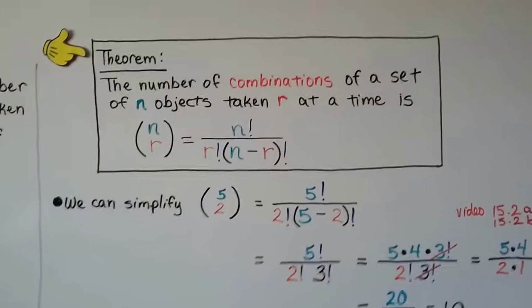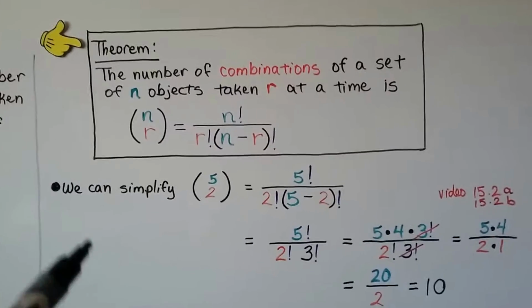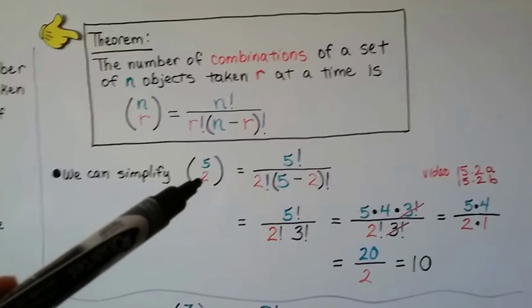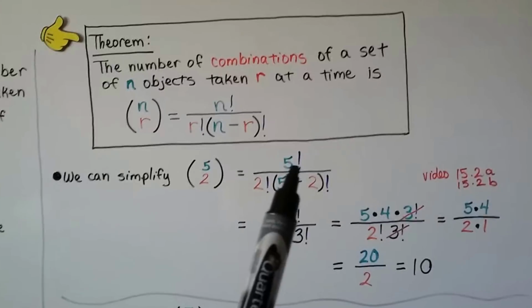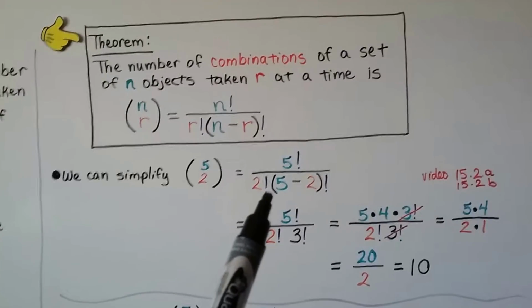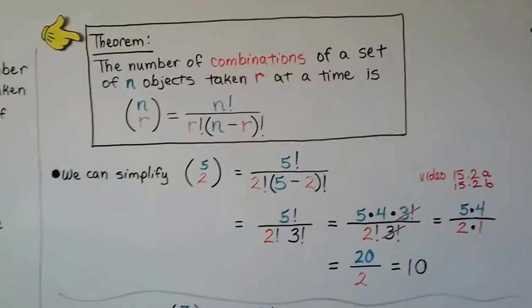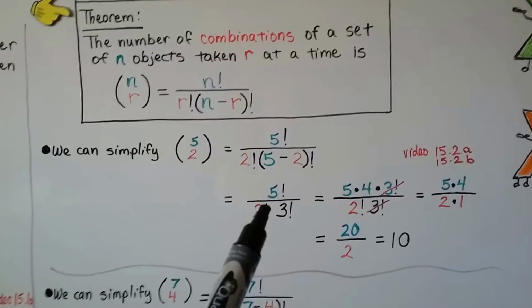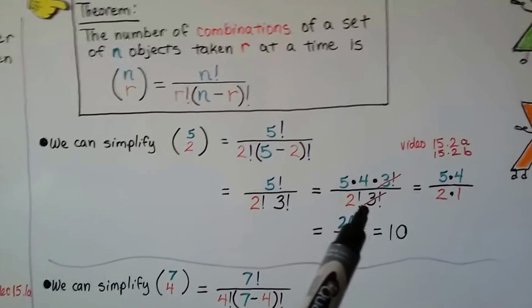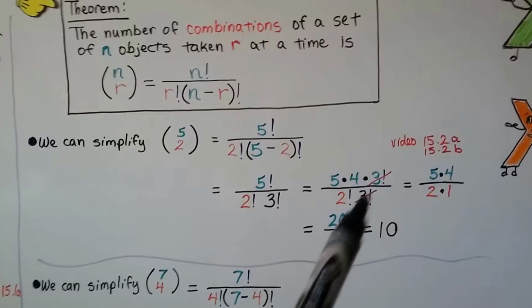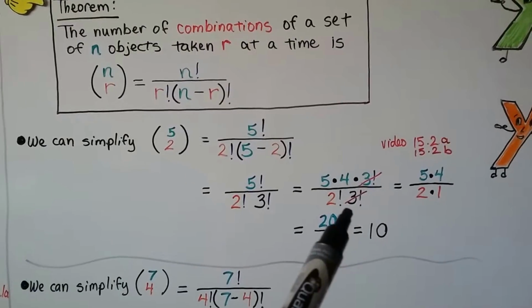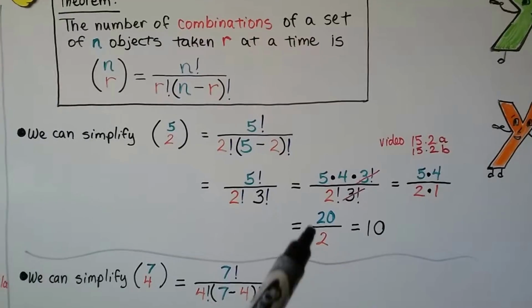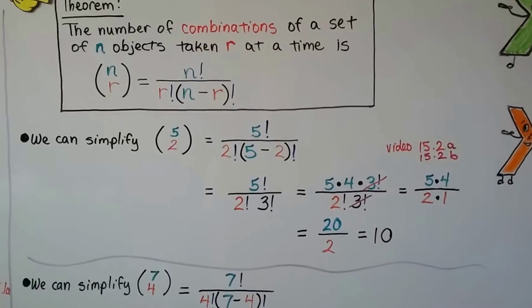Well, hopefully my colors here will help you, and we can simplify 5 choose 2. The 5 is our n, the 2 is our r. That gives us a 5 factorial divided by 2 factorial times 5 minus 2 factorial. 5 minus 2 factorial is a 3 factorial, isn't it? We learned how to do this in 15.2a and b. We can write 5 factorial with a factor of 3 factorial. And we can cancel out those common factorials. That means we have 5 times 4 over 2 times 1. That means we have 20 divided by 2, which is equal to a 10.